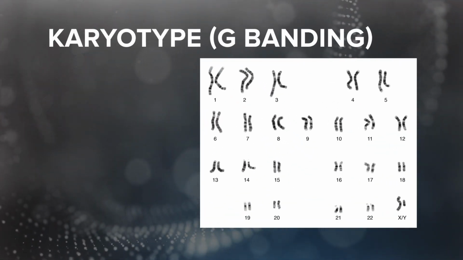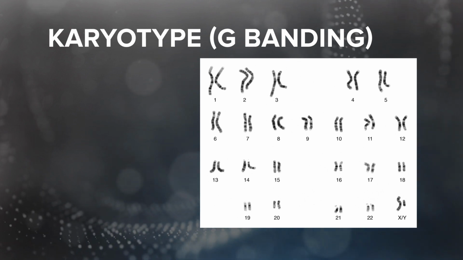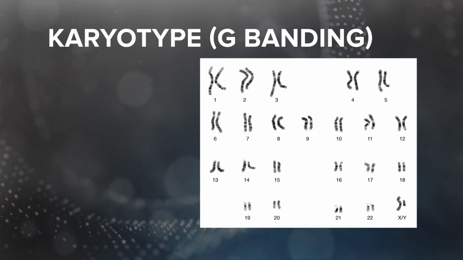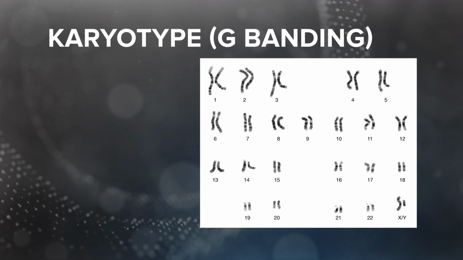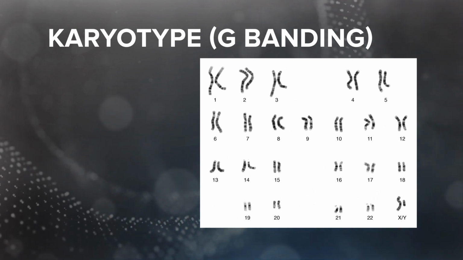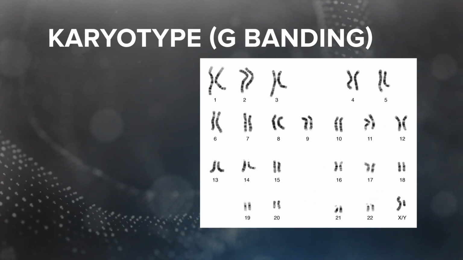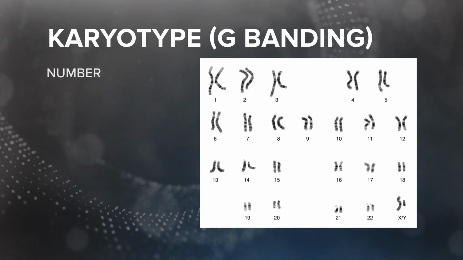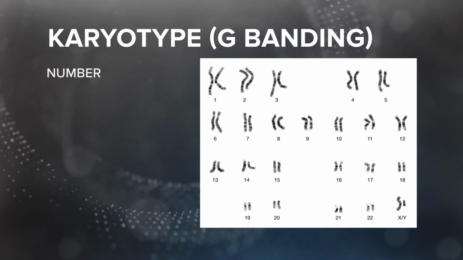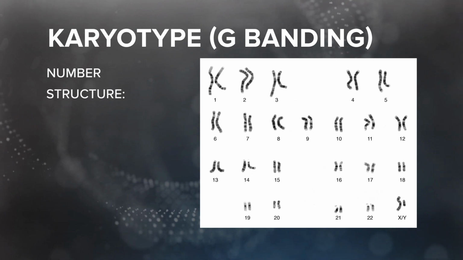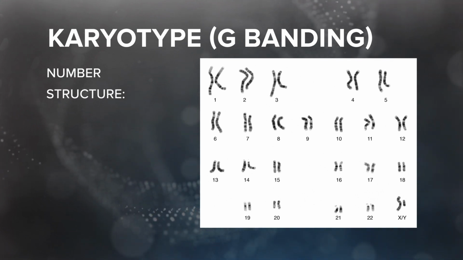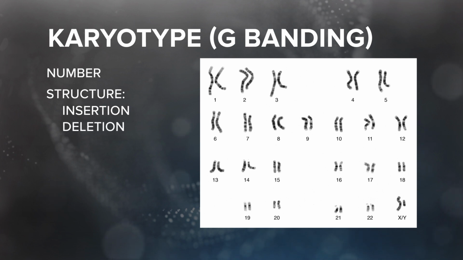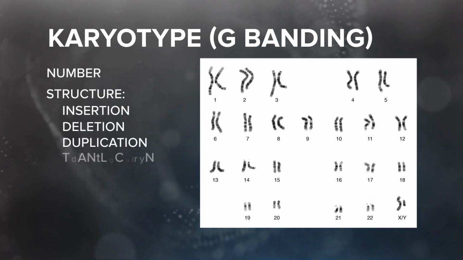This analysis will show you a snapshot of all the chromosomes in one of your patient's somatic cells. The chromosomes are depicted in a standard format called a karyogram, as shown here. They're organized in pairs, ordered by size from largest to smallest. A karyogram is helpful in determining if there are too many or too few chromosomes, or if the structure of any chromosome is aberrant, including issues such as insertion, deletion, duplication, translocation, or inversion.